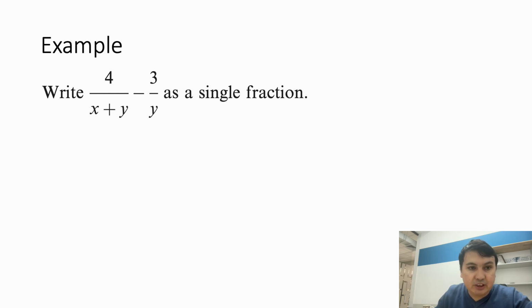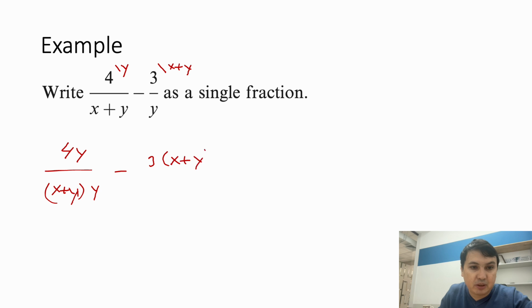Okay, let's quickly do this. In a similar way, I can multiply the first one by y, the second one by x plus y, because y is not common. If I had multiplication here, then they would be common, but it's addition, so there is no common term. So it's 4y divided by (x plus y) times y, minus 3(x plus y) divided by y times (x plus y).